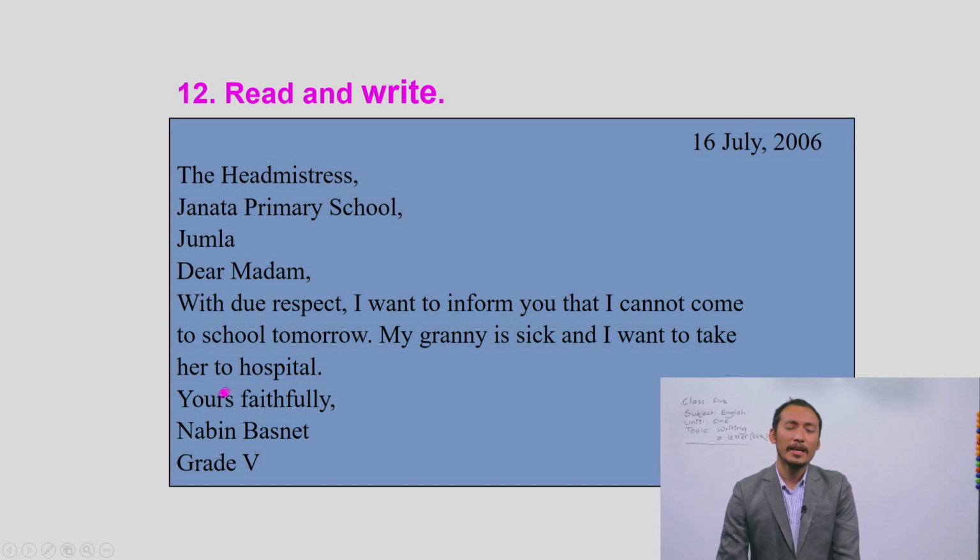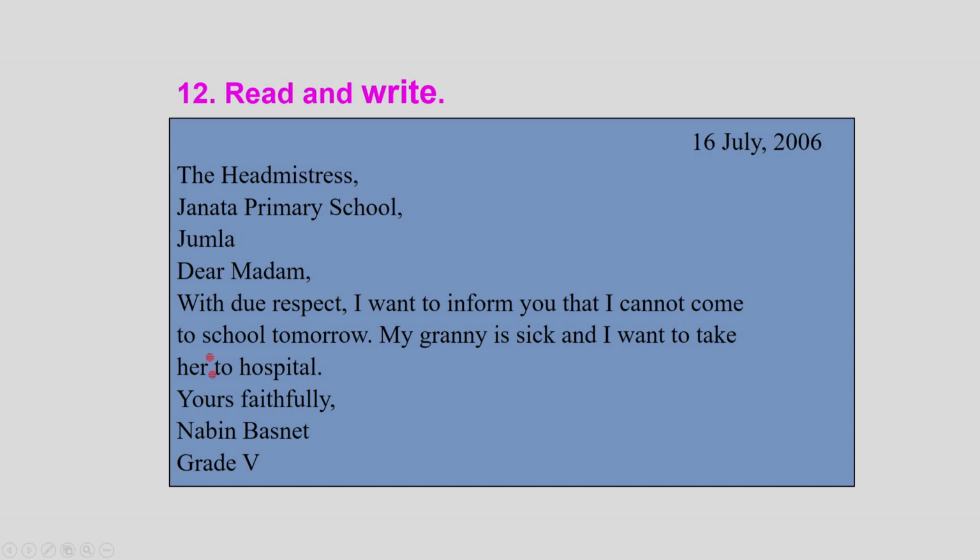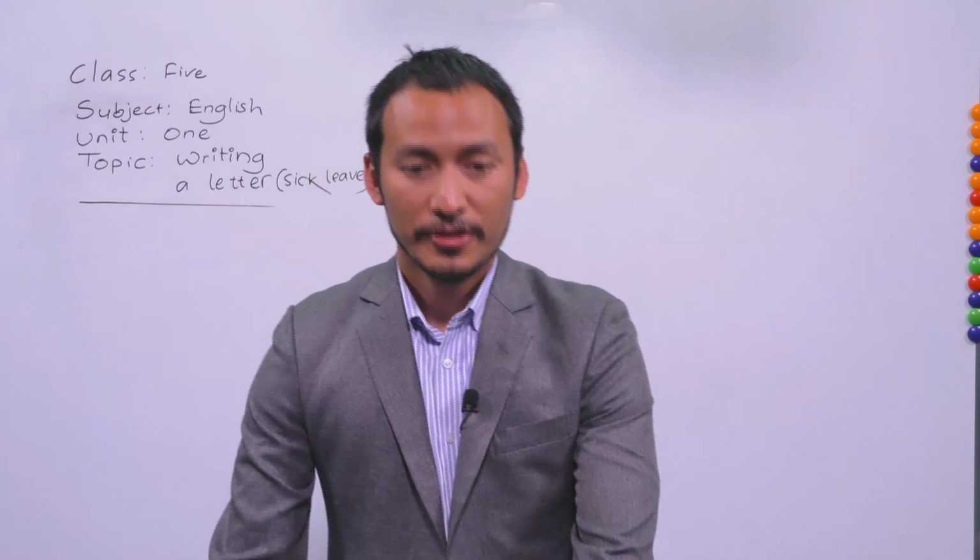All right, students, and your name, Navin Basnet, is here, grade 5. Can you follow this structure? You just have to add the address here. I haven't written it here because your book has not given it there. You can add it.